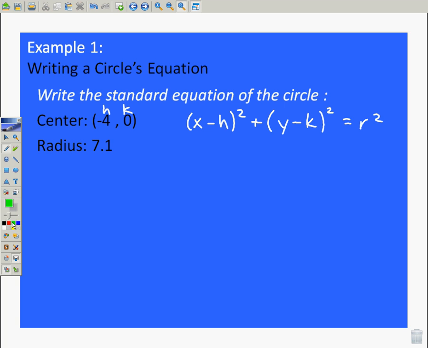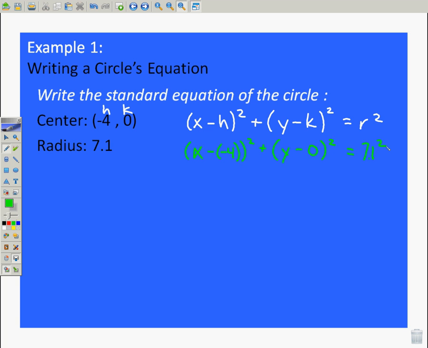All right? So I've got x minus a negative 4, squared, plus y minus 0, squared, is equal to, now my radius is a decimal. That's okay. It's allowed to be a decimal. And so when I denote my radius, I'm just going to say it's 7.1 squared. Okay? Now let's simplify this.